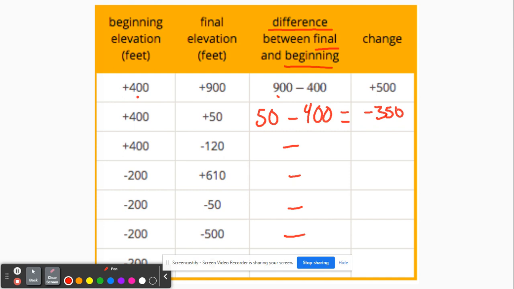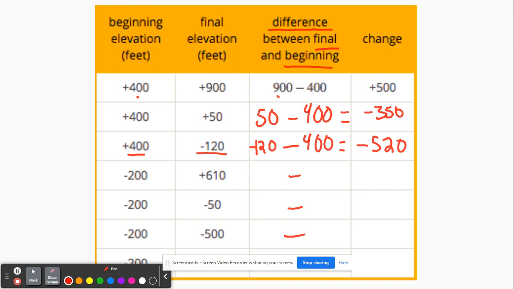All right, we'll do one more together. So my final elevation was negative 120 minus my beginning, which is 400, and negative 120, and I take away 400 more, I get an elevation change of negative 520. So that means I started at 400 feet, and I went down 520 feet and ended at negative 120 feet.